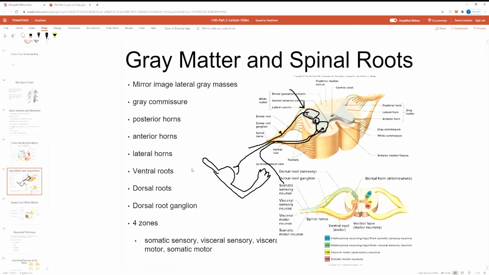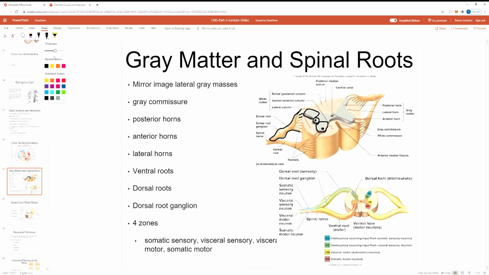Let's talk about roots then. We've already kind of spoken about them, but we haven't really laid it out precisely. So we have two roots. These are called rootlets right here. You don't need to worry about those. When I say root, I'm specifically saying, okay, this right here is the dorsal root. And this right here is the ventral root.